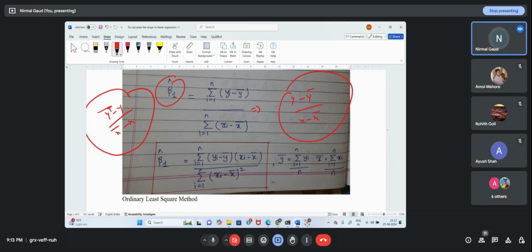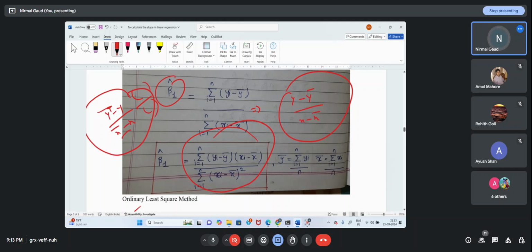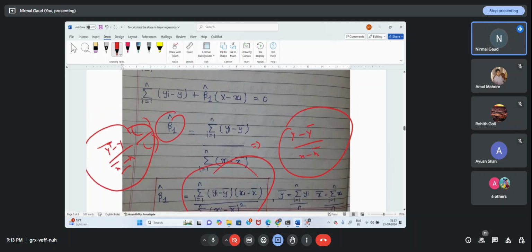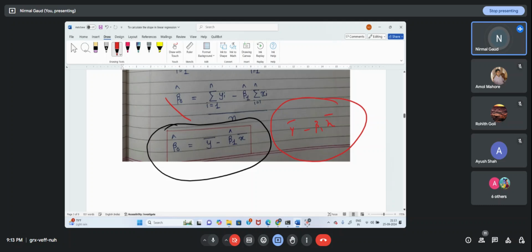And there is one more thing which can be done: we can multiply x bar minus x in the numerator and in the denominator also. That's what they have done here. Multiply with numerator and the denominator. Okay, so beta 1, we also got beta 1. So we can put beta 1 here in the equation. In this particular equation we can get the value of beta naught, and I have shown you what is the value of beta naught.